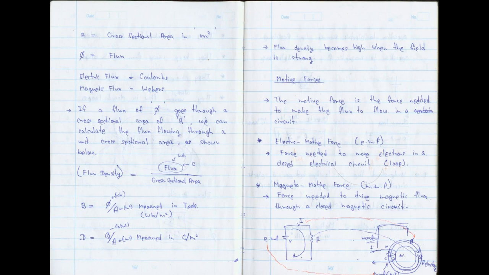So why don't you write those under each one, in your own words. Opposition to electric current is resistance. Opposition to magnetic flux is reluctance.